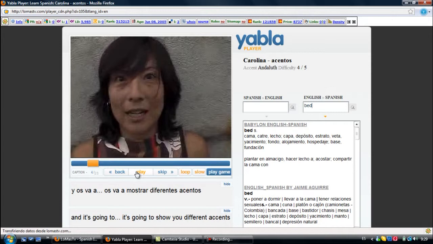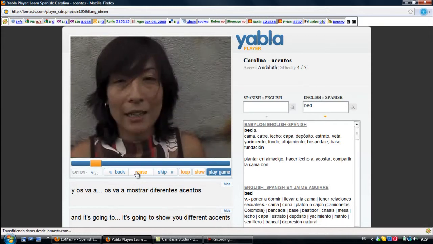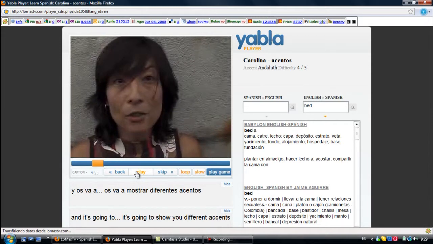So let's say we're playing her, os va a mostrar diferentes acentos. And she's going way too fast, okay? So there's this really cool slow button. So let's try it out.